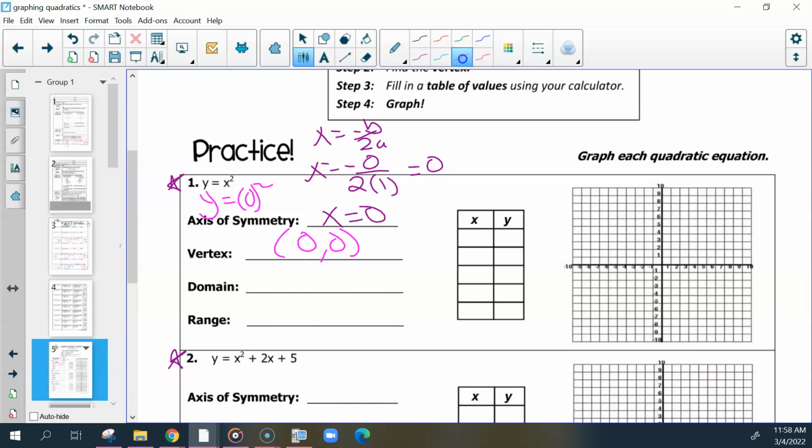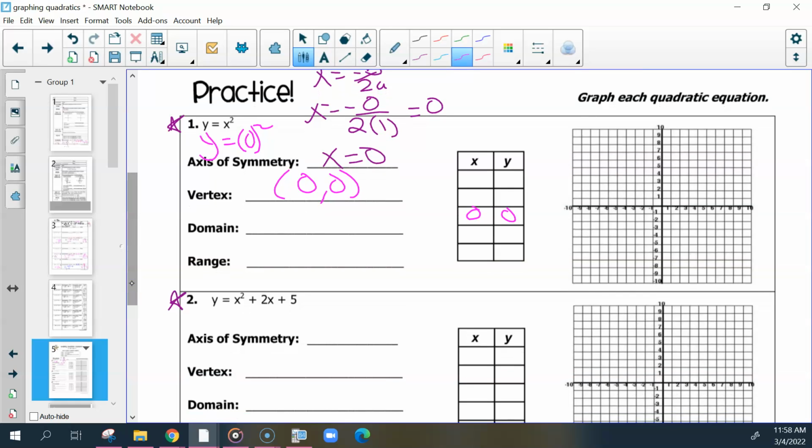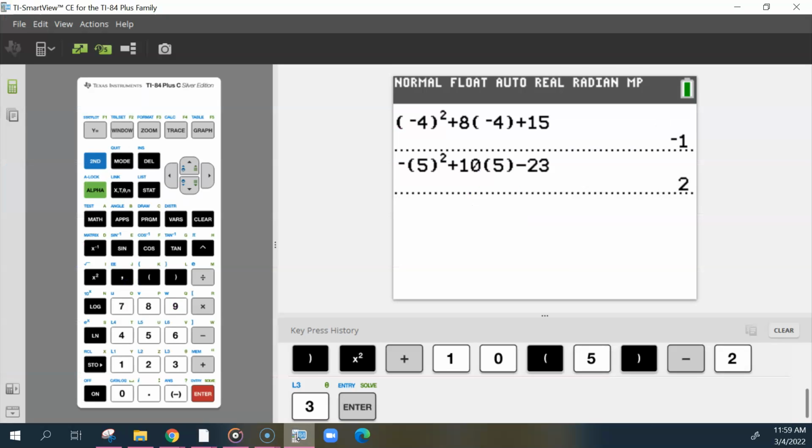So that part is not new. What is new, we're going to take that vertex and put it in the middle of this table. 0, 0, directly in the middle. And then we're going to fill out our x's, so go forwards and backwards. Backwards would be -1, -2. Forwards would be 1, 2. And then we're going to use our calculator to help us fill out the rest. We could do the rest by hand, but we're not going to. So in your calculator, you're going to go into y equals.